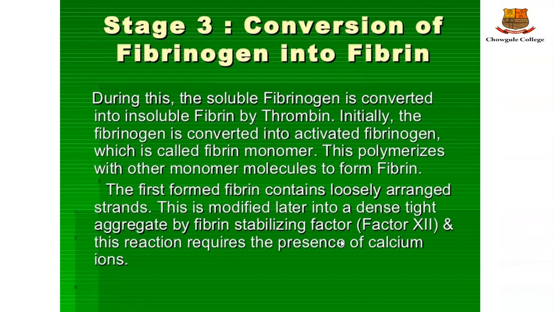And in stage 3, there is conversion of fibrinogen into fibrin. What happens at this stage is that the soluble fibrinogen is converted into insoluble fibrin by thrombin. Initially, the fibrinogen is converted into activated fibrinogen, which is called fibrin monomer. This polymerizes with other monomer molecules to form fibrin. The first-formed fibrin contains loosely arranged strands.